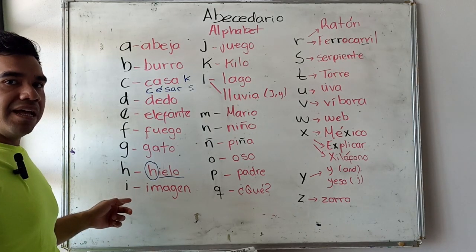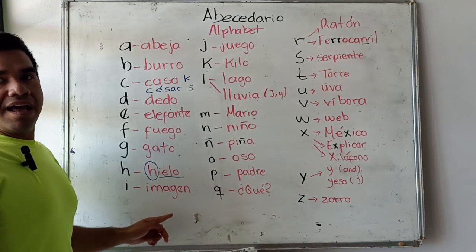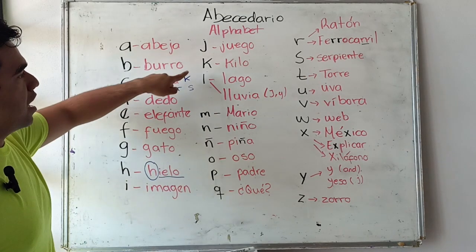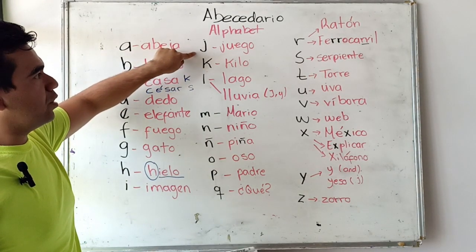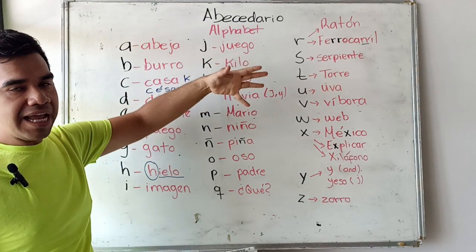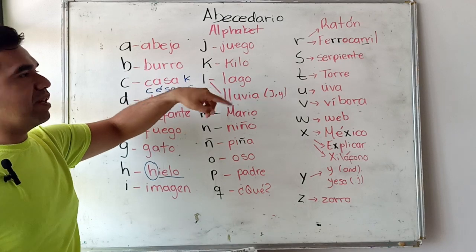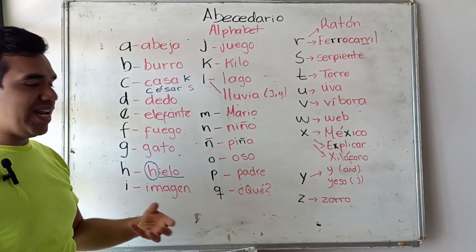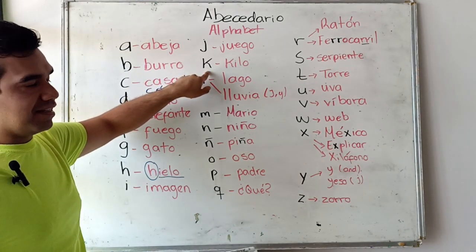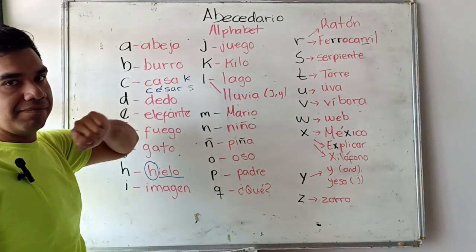I, as in imagen, imagen, image, okay? Imagen. J, as in juego, juego, game or play, depending on the use, right? Because in Spanish, play and game could be the same. Well, the same word, not the same meaning. K, as in kilo, kilo, okay?